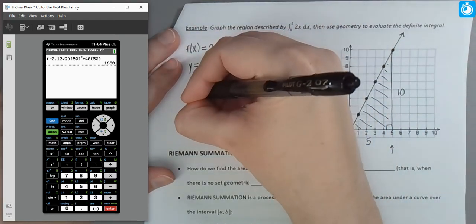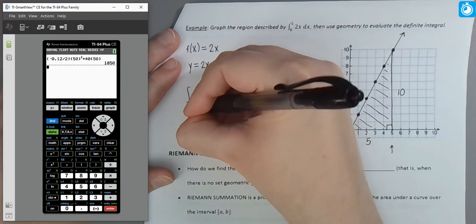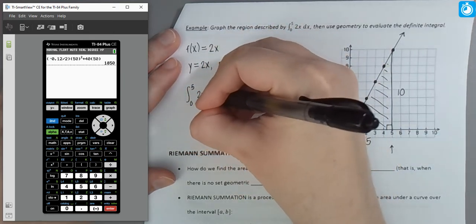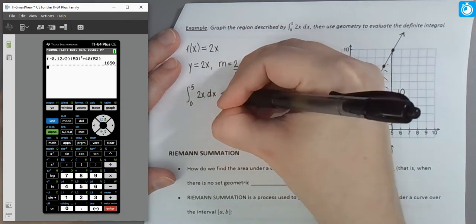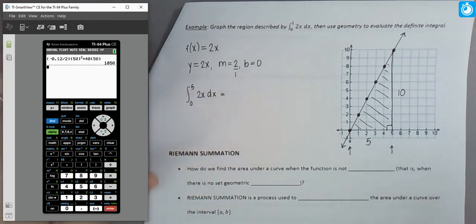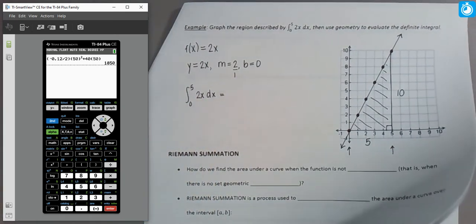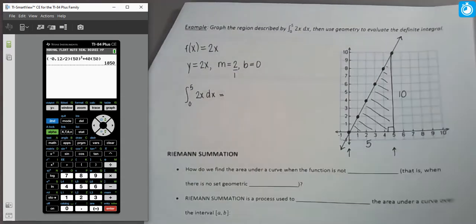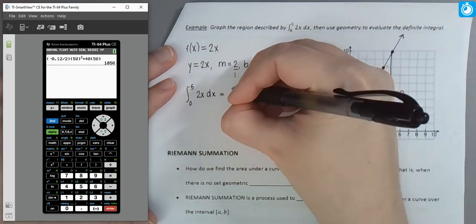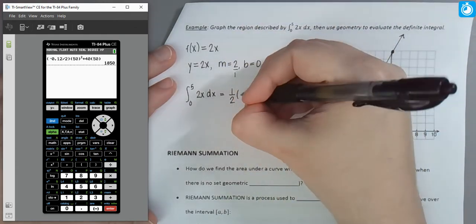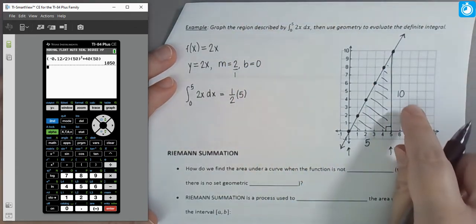So if we want to evaluate our definite integral from 0 to 5 for the function 2x integrated with respect to x, this represents the area that we just drew. And we can calculate this area using our triangular area formula. So that says take the base, multiply it by the height, and then multiply that value by 1/2. So 1/2 times the length of our base, which is 5, times the height, which is 10.